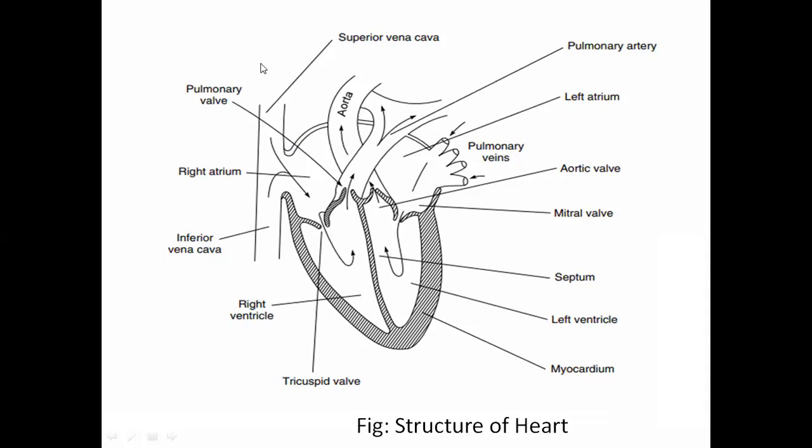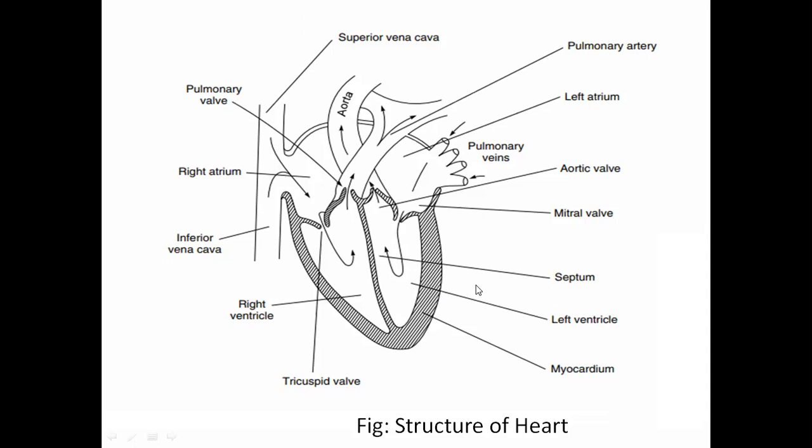So superior vena cava. This is the superior vena cava, and downside we have inferior vena cava. The blood from different parts of the body, from the downside of the body, that is from legs and digestive system, will be collected through the inferior vena cava, and the blood from head and hands will be collected through superior vena cava. That I will also show in the next figure.